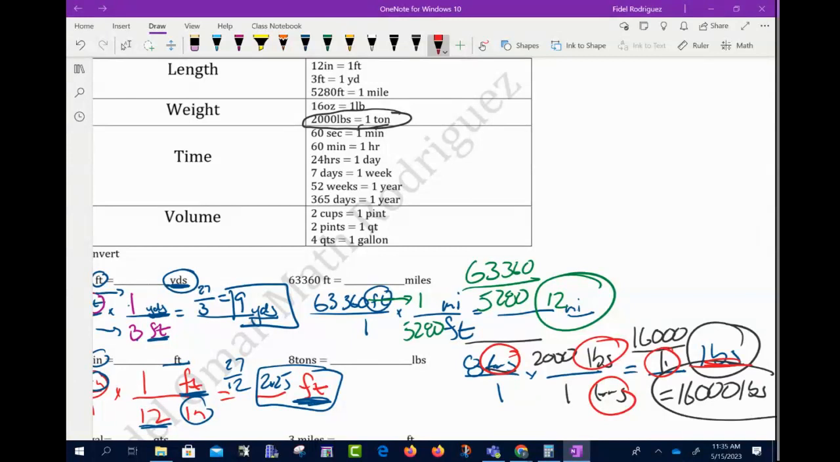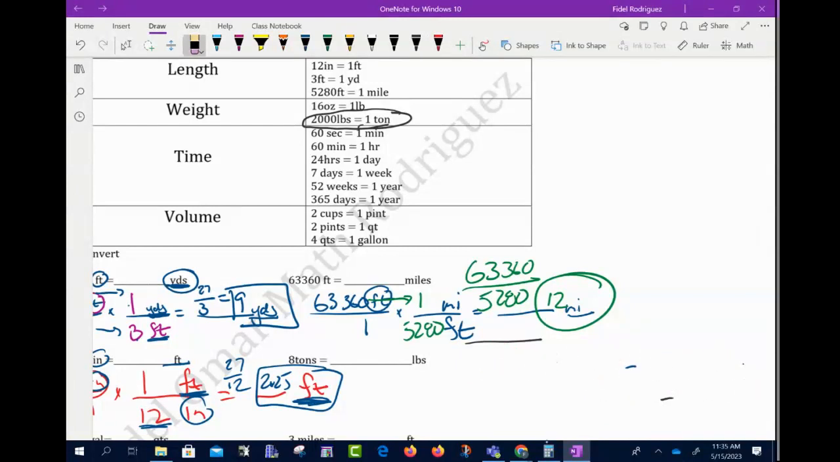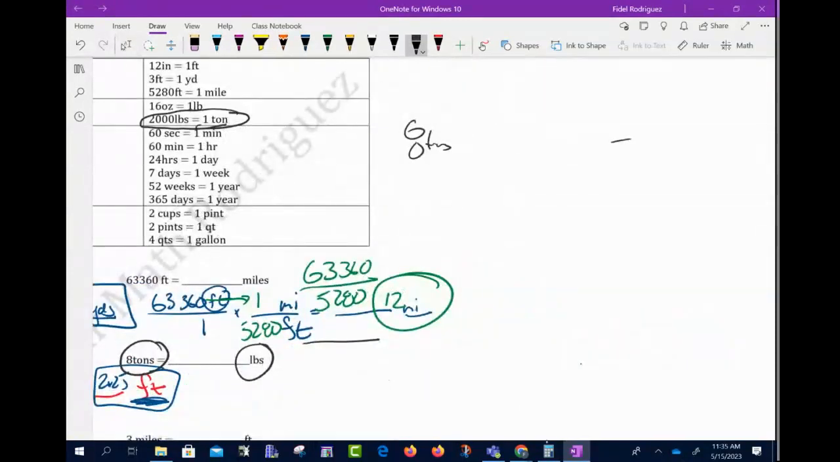Yeah, let's come back over here. Look what we have. We have tons, and we want to convert that into pounds. Okay, so look, 8 tons over 1. Here's my conversion. I want to end up with pounds, so I'm going to put pounds on top. I have tons here, so I'm going to put tons on the bottom.